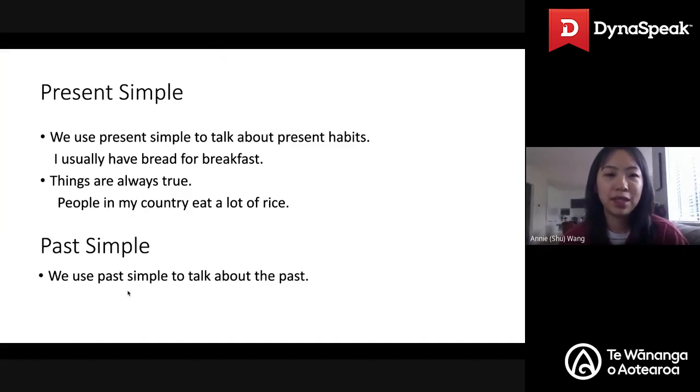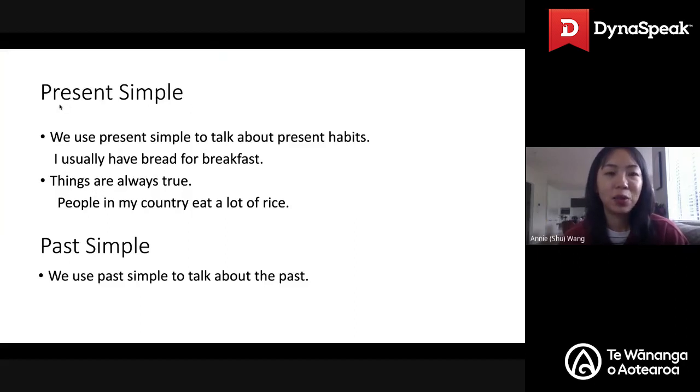Before this lesson, we've learned present simple. Do you still remember? When do we use present simple? Okay, first we use present simple to talk about present habits. Things you usually do, you sometimes do, you never do, you often do. It's about your habits. For example, I usually have bread for breakfast. That's your habit. We use present simple.